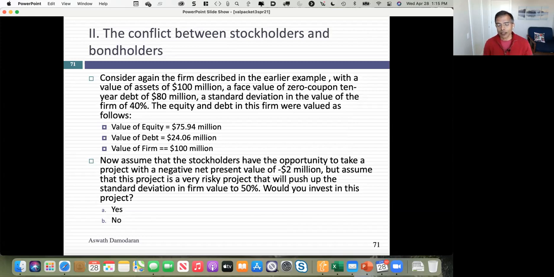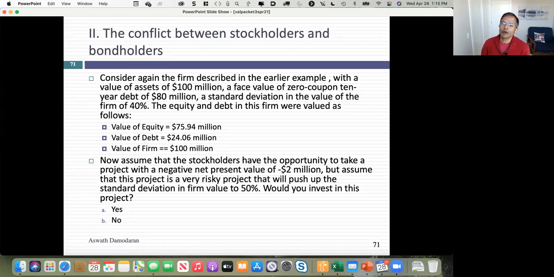Now, I'm actually going to use that very abstract example to kind of shake your belief in things you've been taught in corporate finance and in M&A. Let's say you're the equity investor in this company. Let me take you back pre-catastrophe when the equity was worth $75.94 million. The value of the firm was 100. The value of the debt was 24.06 million.